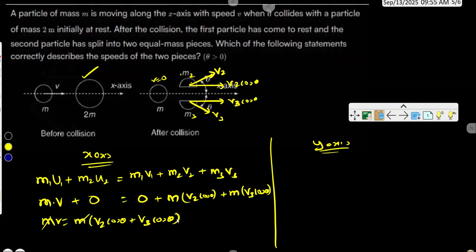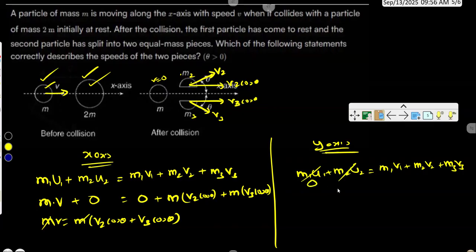Next, we'll apply this in the y-axis. In the y-axis, the initial velocity for both bodies is 0. So m1 u1 plus m2 u2 is equal to m1 v1 plus m2 v2 plus m3 v3, because after the collision it has become three bodies. m1 u1 is 0 because this body has velocity only in the x-axis, with no y-axis velocity. For the second body also it is 0. And for the first body the final velocity is also 0 because it has stopped.